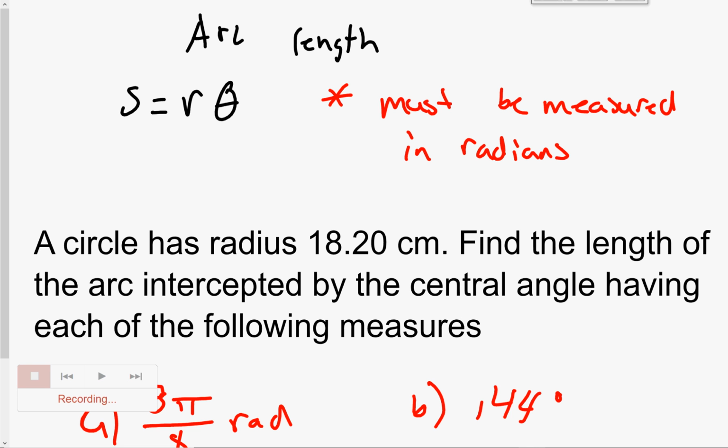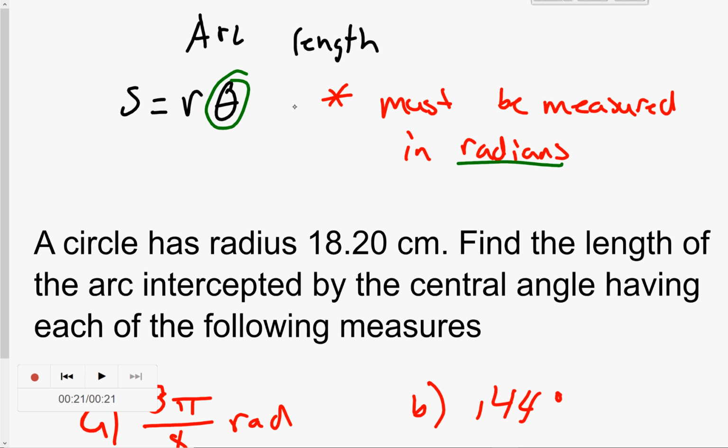Another big thing with arc length is that our theta, our angle, has to be measured in radians, because pretty much throughout the sciences and engineering and into calculus, our angle theta is in radians because it's much easier to deal with in radians. So to find arc length, our angle has to be in radians. So if it's in degrees, we have to convert it, which was the last video.